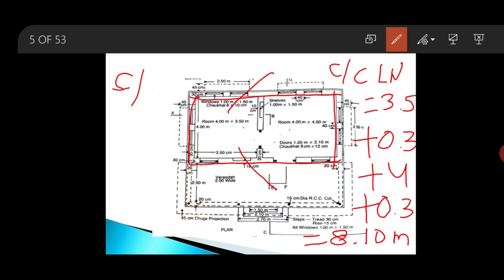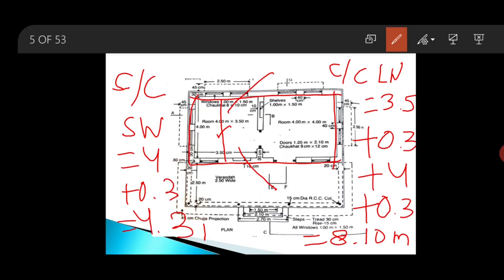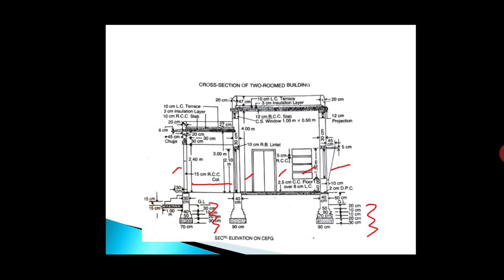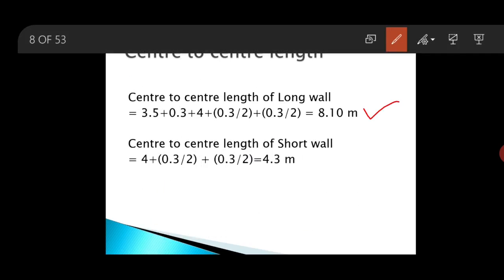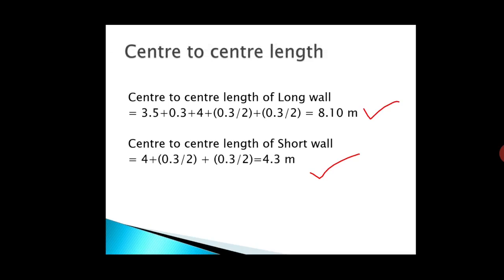Then what will be the center to center length of short wall? So the center to center length of short wall, the in-to-in dimension is 4 meter. On this side it is 4 meter. So center to center length will be 4 plus 0.3. That is 4.3 meter. So this is the center to center length of long wall as well as short wall. So see here, this is the long wall and this one is the short wall, 8.1 and 4.3.